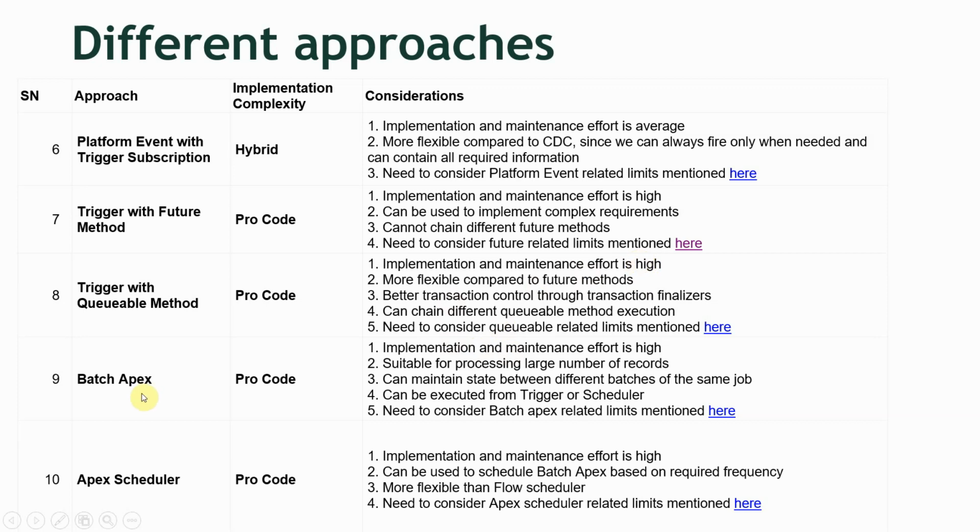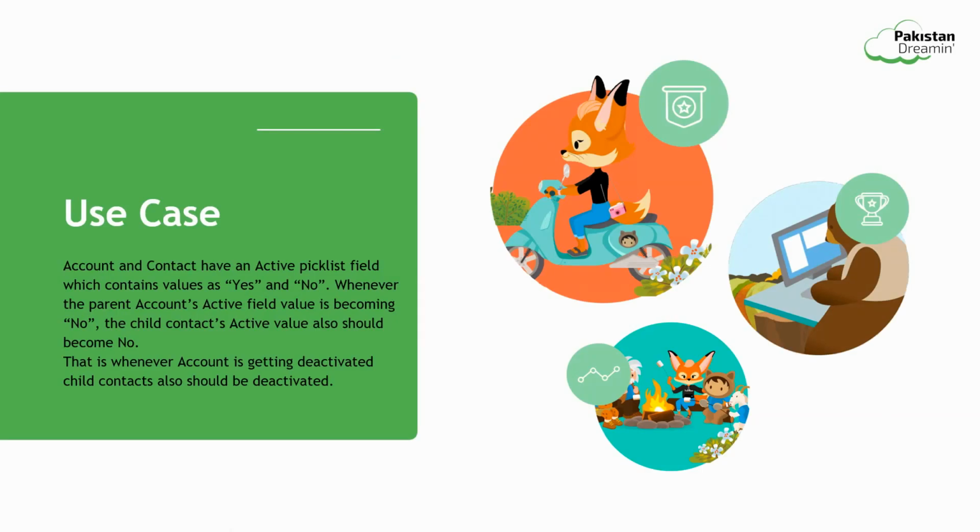And the ninth option is batch apex. So similar to the scheduled flows, you can have code in place which is going to process a large number of records based on the scheduler or schedule time. And apex scheduler can be used to schedule these batch apex operations. Now, we have seen the different options from a high level. Now let us see a real use case.